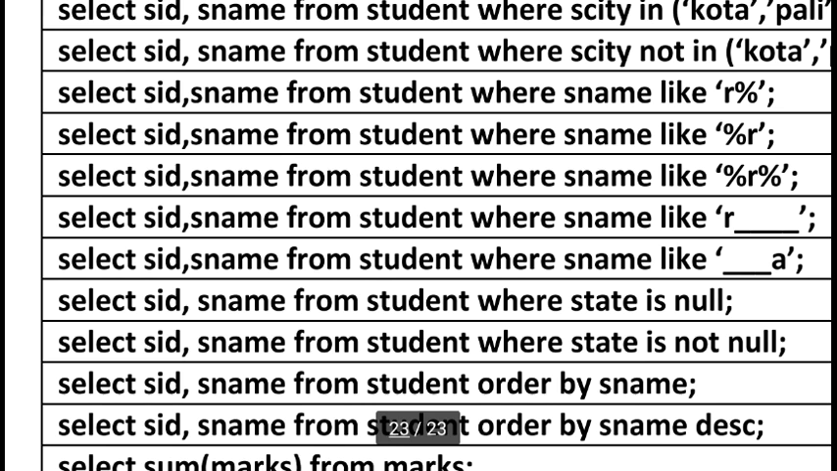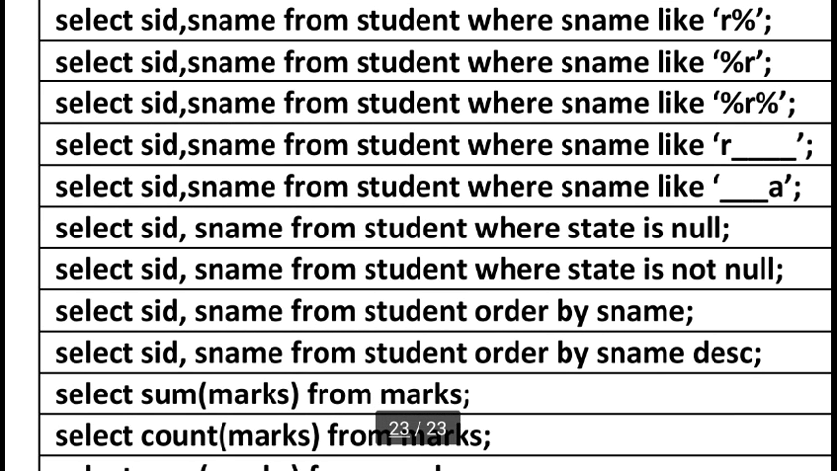Here, select SID, SNAME from student where SNAME like 'R', and here you can see there are so many underscores. So underscore controls the length, and in place of each underscore you can include a letter. So select SID, SNAME from student where SNAME like '___A'. So the last letter must be A and the 3 or 2 letters before it will be included in the list. So underscore controls the length.